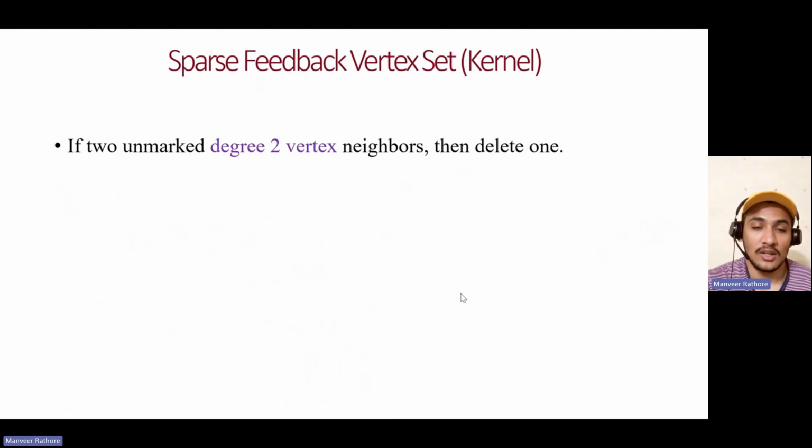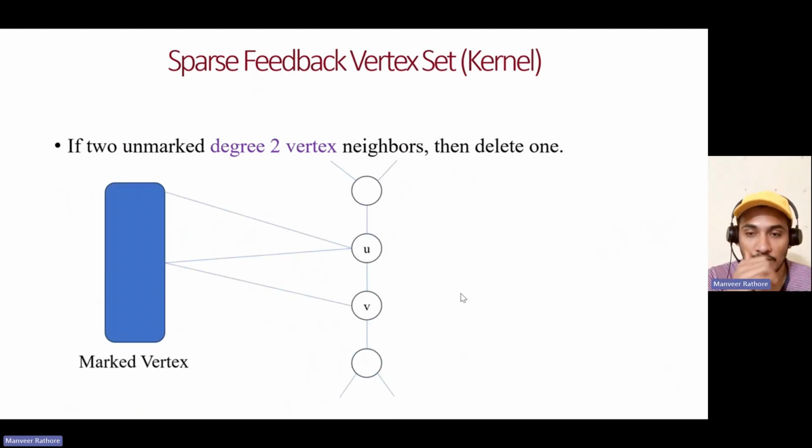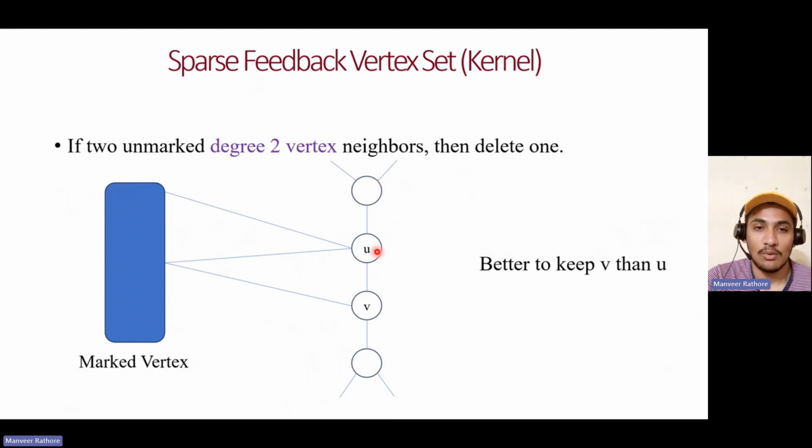Now, if two unmarked degree 2 vertices are neighbors, then delete one. For example, u and v are both unmarked and they have degree 2 with the unmarked vertices. I'm not saying they are degree 2 overall; they may have more neighbors in marked vertices, but we don't concern ourselves with that. In this case, it's better to keep v than u, since we have to keep the number of edges minimum in the solution. If in the future we have to pick one of them, it's better to pick v than u, since all of the cycles in the unmarked part that pass through u also pass through v. So it's better to keep v in our solution than u.